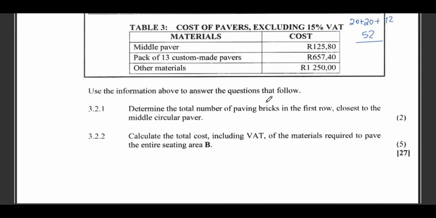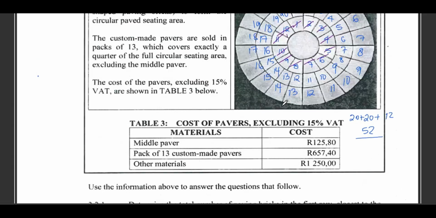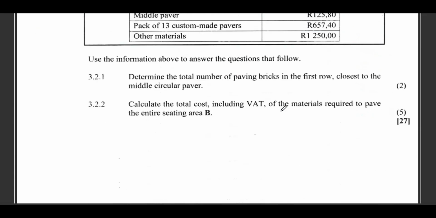Determine the total number of pavers bricks in the first row. We've seen them, we are seeing 12 of them. We have 12 pavers. Right? Paving bricks. Then calculate the total cost, including VAT, of the material required to pave the entire sitting area B.